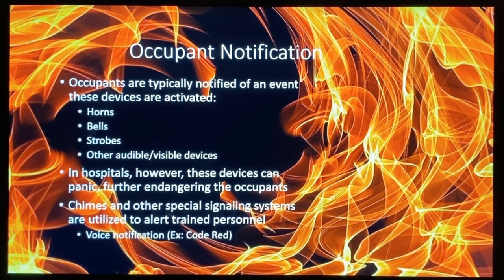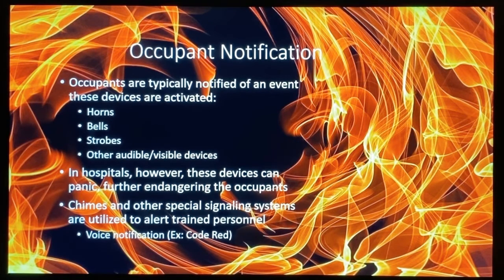The occupant notification is typically for your customers or people who live in buildings, the hospitals, anywhere where people are actually in a physical space. They're usually notified by devices such as horns, bells, strobes, and other audible visual devices. However, in hospitals, these devices can panic people, further endangering the occupants. So you'll get chimes or other special signaling systems utilized to alert trained personnel.